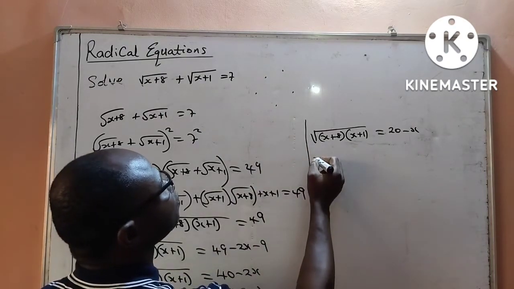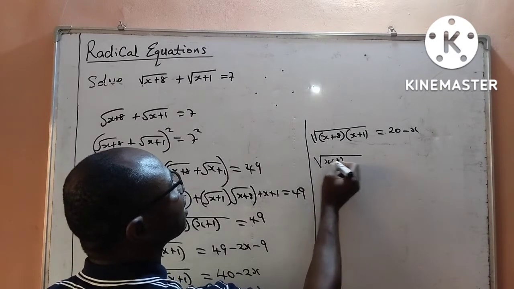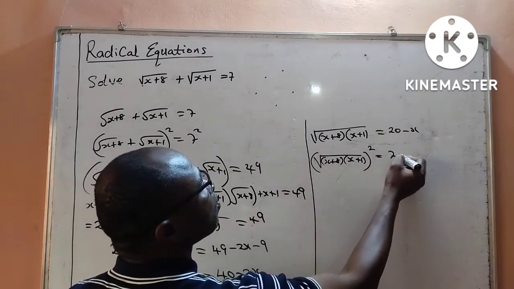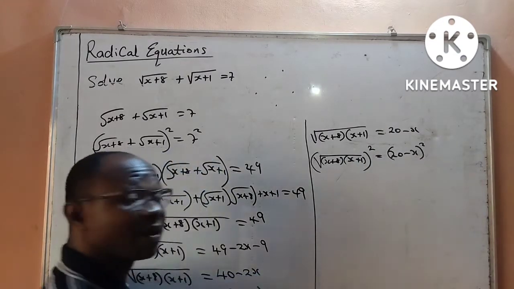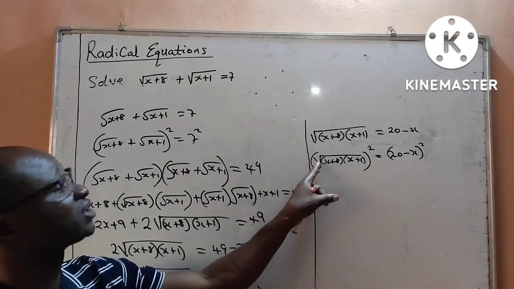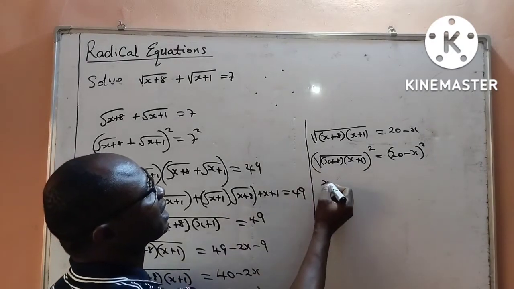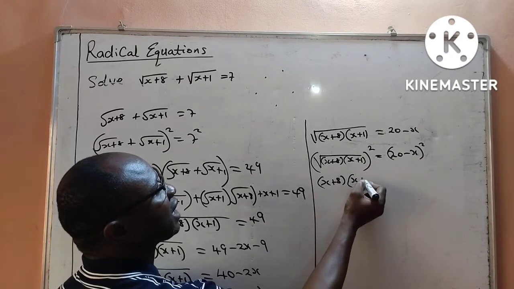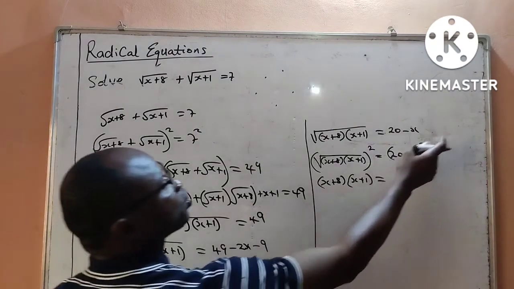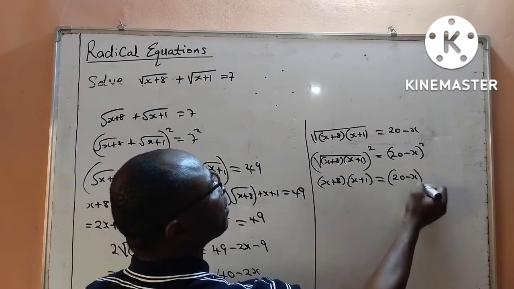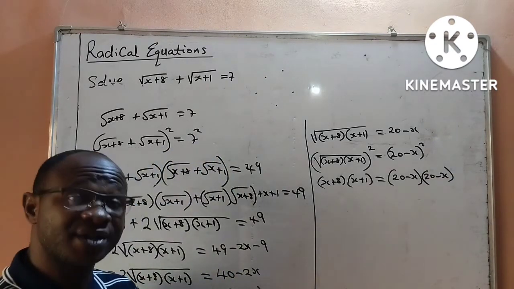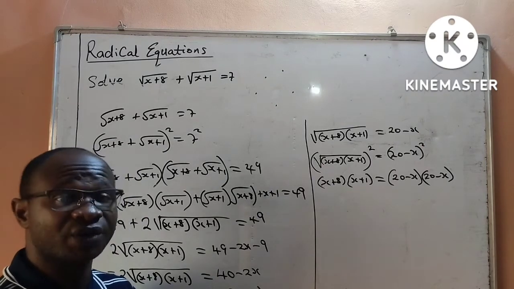Doing that, I will now have square root of x plus 8, x plus 1, then everything raised to power 2 is equal to 20 minus x raised to power 2. So I have squared both sides. What I will now achieve is this square will now get rid of the square root sign, leaving me on the left hand side with x plus 8 into x plus 1. Then at the right hand side, it is squared, so I can now put it into 2 brackets. So what I have now is 20 minus x into 20 minus x because of the square.